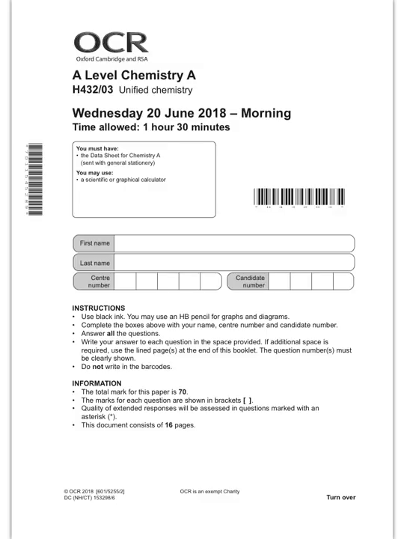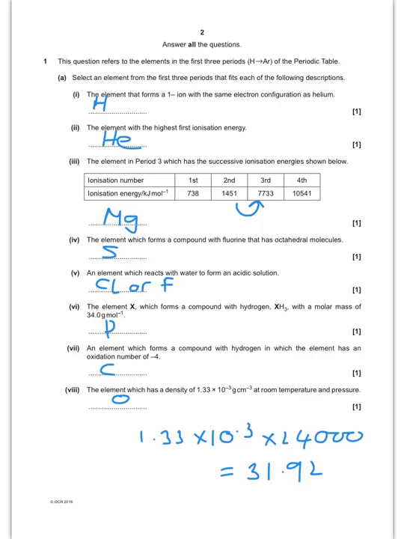So it's the June 2018 Unified Chemistry paper. Let's whiz through these short answer questions. First of all, the element that forms a -1 ion with the same electronic configuration of helium.